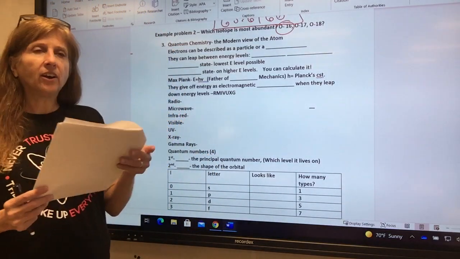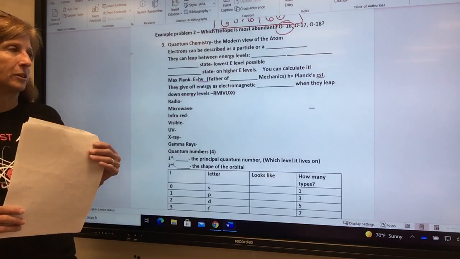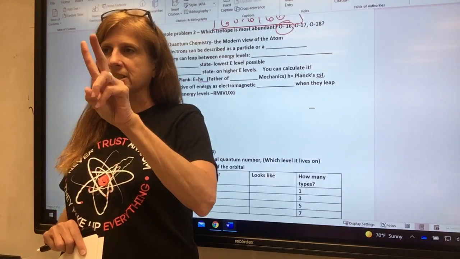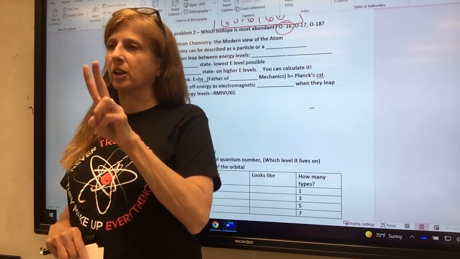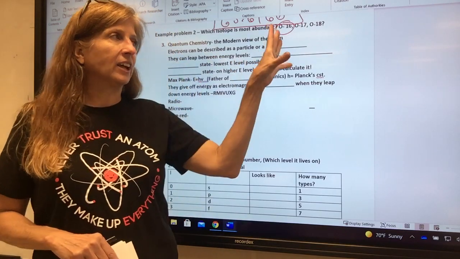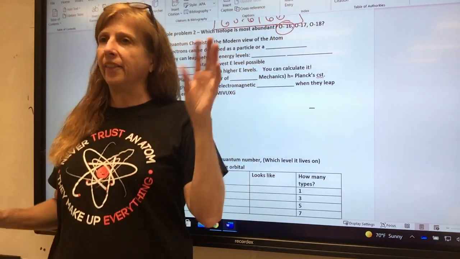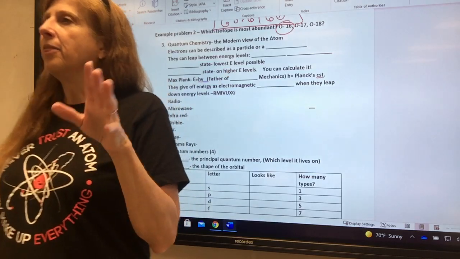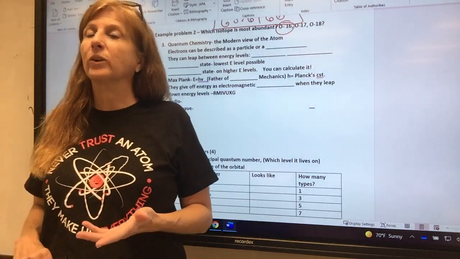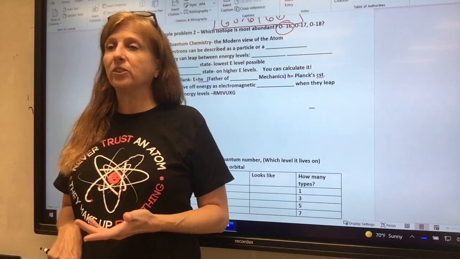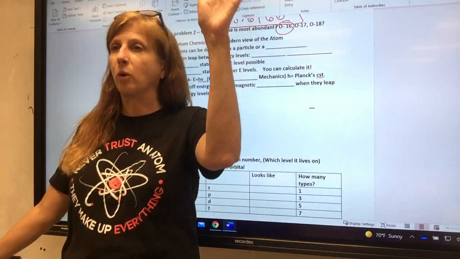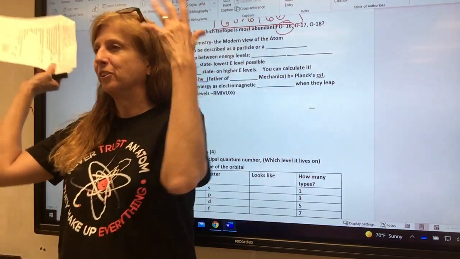Okay, here's our next idea. Quantum chemistry. Remember I said we were going to talk about 2 things. We were going to talk about radiation, and we were going to talk about the fact that the electrons go into these orbitals and they jump around. Okay? That is quantum chemistry. It sounds really smart, doesn't it? What did you learn today? Oh, about radiation and quantum chemistry. Learned a lot of Greek letters.